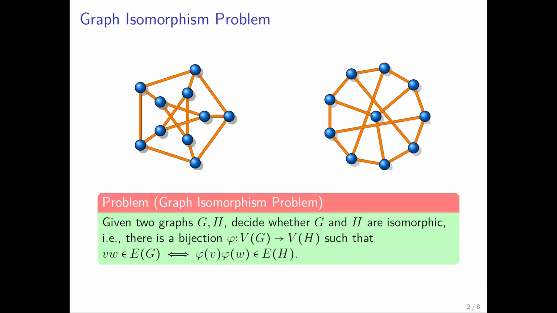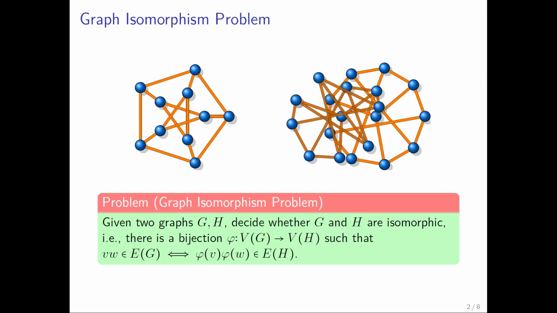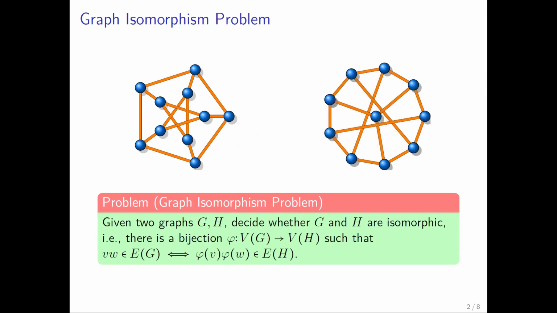The graph isomorphism problem is a classical problem with unknown complexity status. The problem asks whether two given graphs G and H are isomorphic. That means there's a bijection between the vertices of the graphs that maps edges to edges and non-edges to non-edges. The graphs you can see here are indeed isomorphic, as you can see. So there is a bijection mapping edges to edges and non-edges to non-edges.